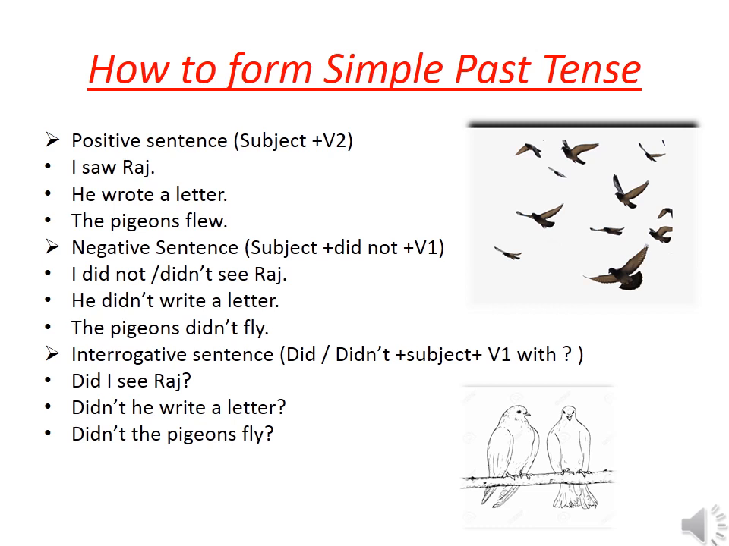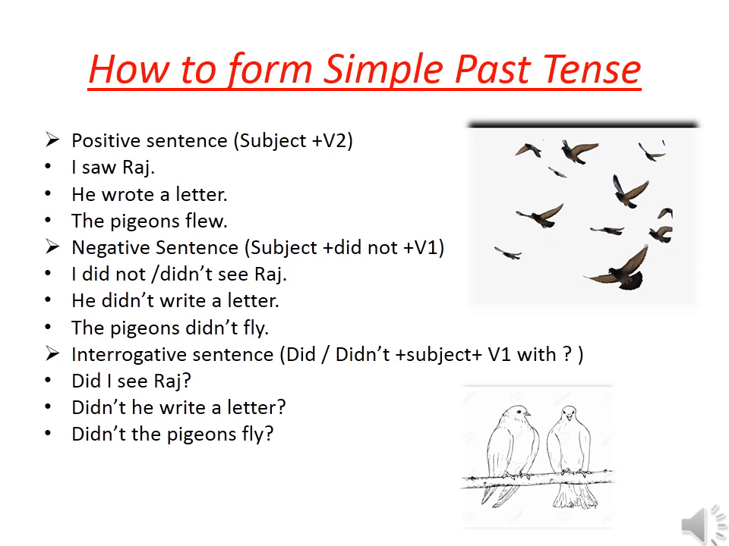Let's take the same example to understand it in a better way. I did not, or the contraction of did not is didn't. I didn't see Raj. He didn't write a letter. The pigeons didn't fly.